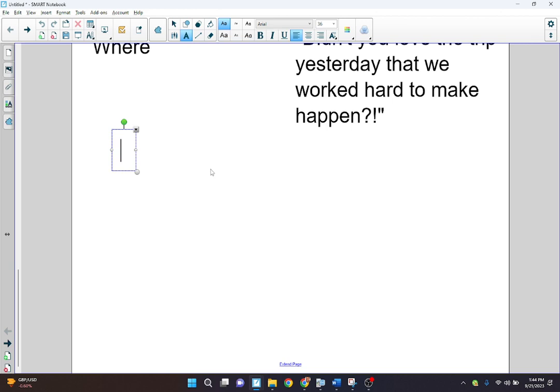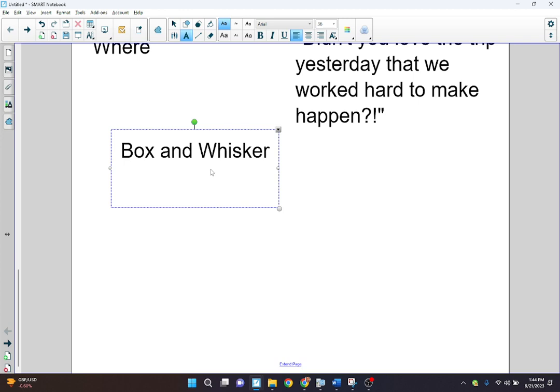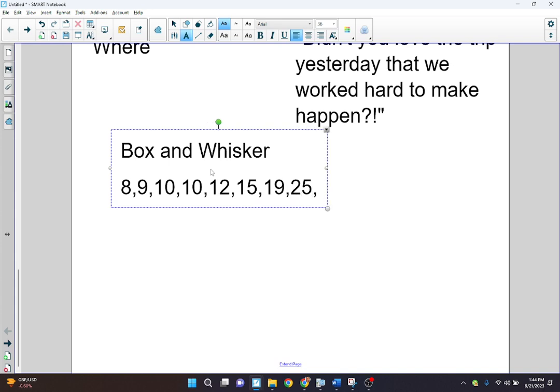All right. We also have sampling bias, so I'll give you examples. You have Box and Whisker. This was the easiest thing we've done. You're going to get a bunch of numbers. I'll put them in order for the example here, but they might not be in order on the test. Let's do 8, 9, 10, 10, 12, 15, 19, 25, 28.